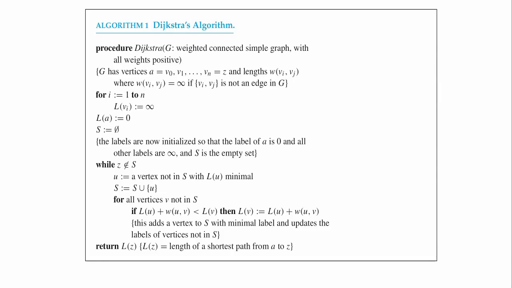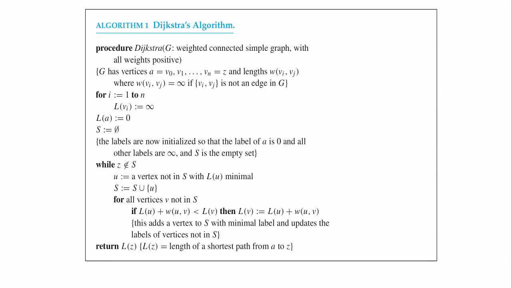Dijkstra's algorithm proceeds by forming a distinguished set of vertices. Let Sk denote the set after k iterations of the labeling procedure. We begin with S0 equal to the empty set. The set Sk is formed from Sk-1 by adding a vertex u not in Sk-1 with the smallest label.